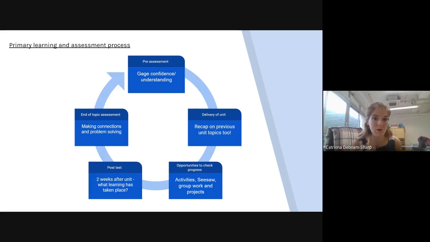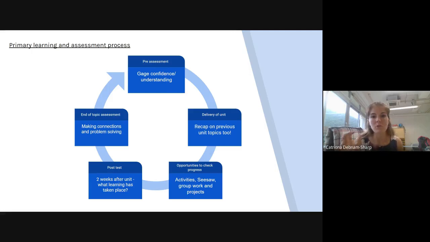After they've completed the unit, to check their understanding, to work out how much learning has actually gone into their long-term memory, we will then take a post-test, but we wouldn't do that immediately after, because if it's immediately after, the learning is in their working memory. So it's just a case of remembering what they did recently. So actually, we want to do it 2 weeks after the unit to check what they fully understood. We'll see what learning has taken place 2 weeks after, and then we can make a comparison between that pre-assessment and the post-test to see how much progress that child has made.